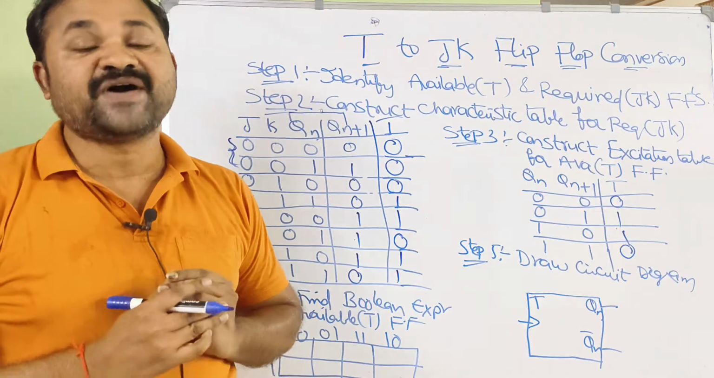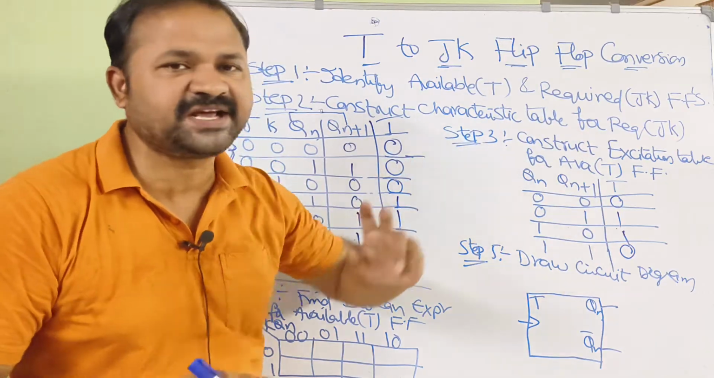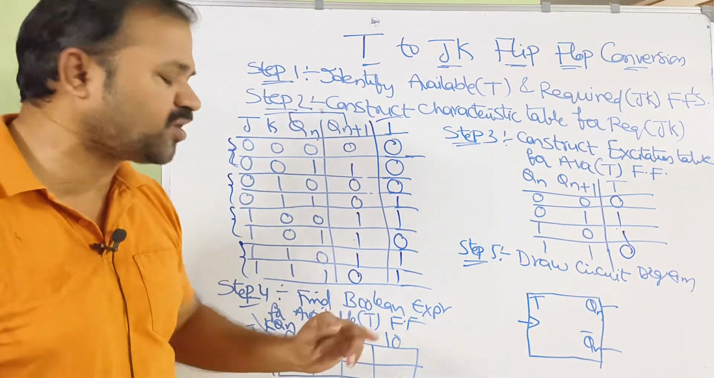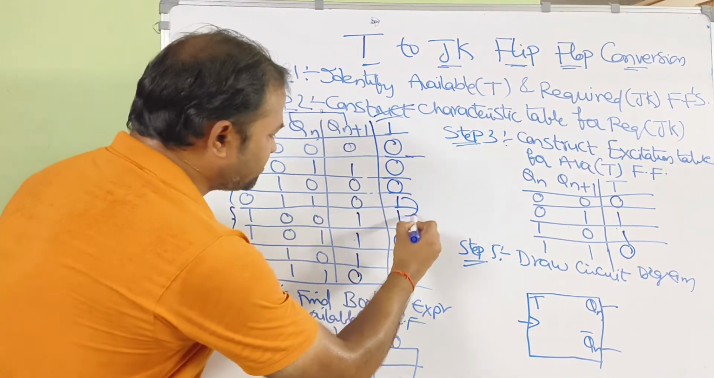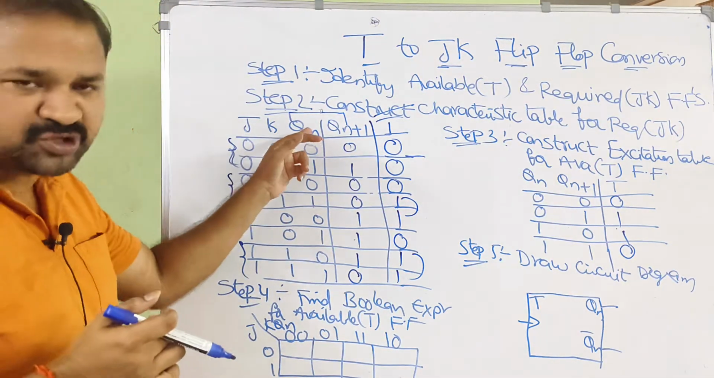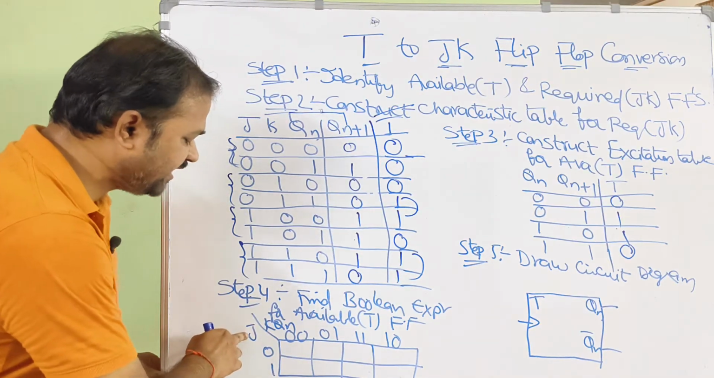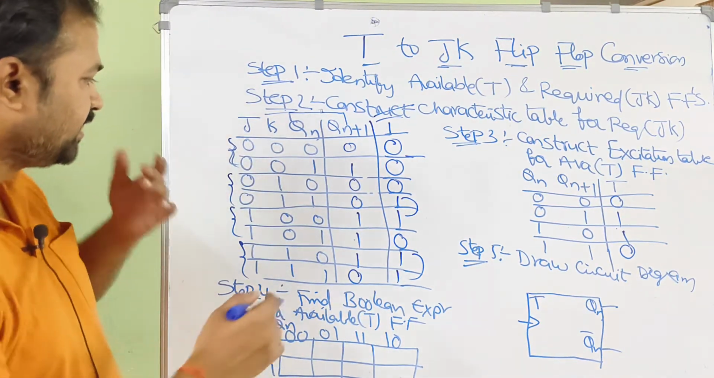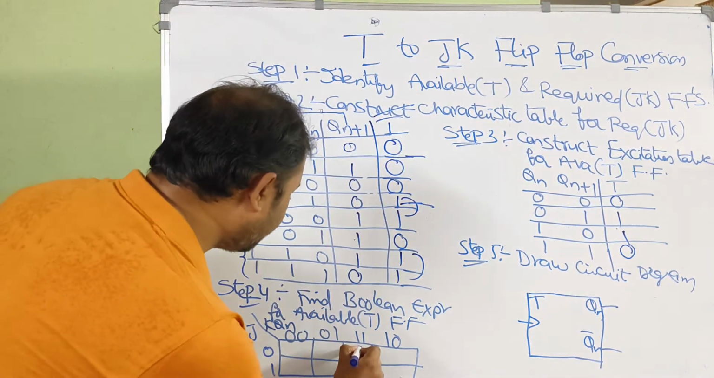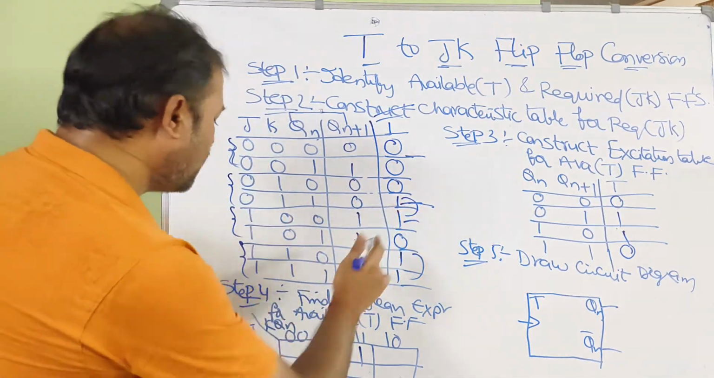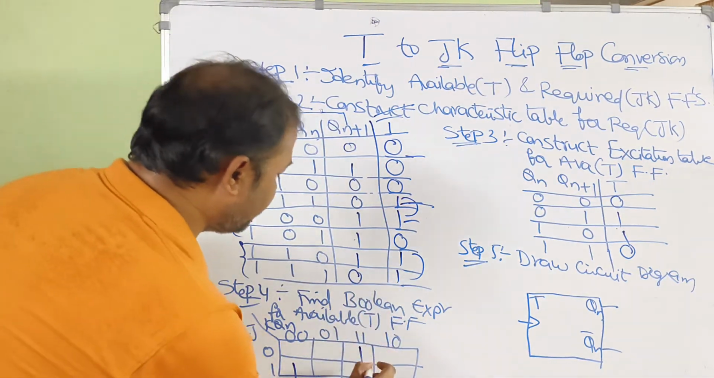Next step 4, find the Boolean expression for the available flip-flop, that is T flip-flop. So step 2 is based upon the required flip-flop, whereas step 3 and step 4 are based upon the available flip-flop. If you observe the T column, here we have 4 ones. Here we have 3 inputs, so we need a 3 variable Karnaugh map. Here this corner represents J, this corner represents K, Qn. If you observe the T column, here we have 1 at 0 1 1, 1 at 0 1 1 1 next, and 1 at 1 0 0 1, then 1 1 0 1 1 1 1.